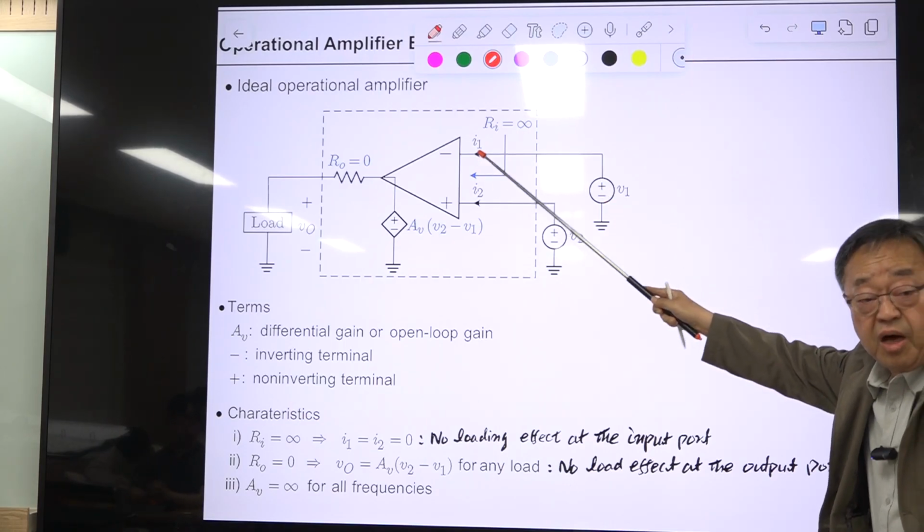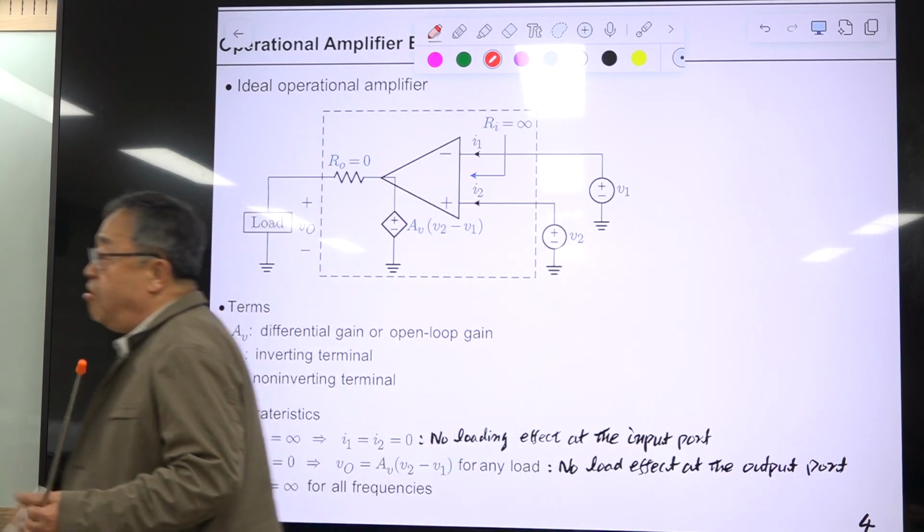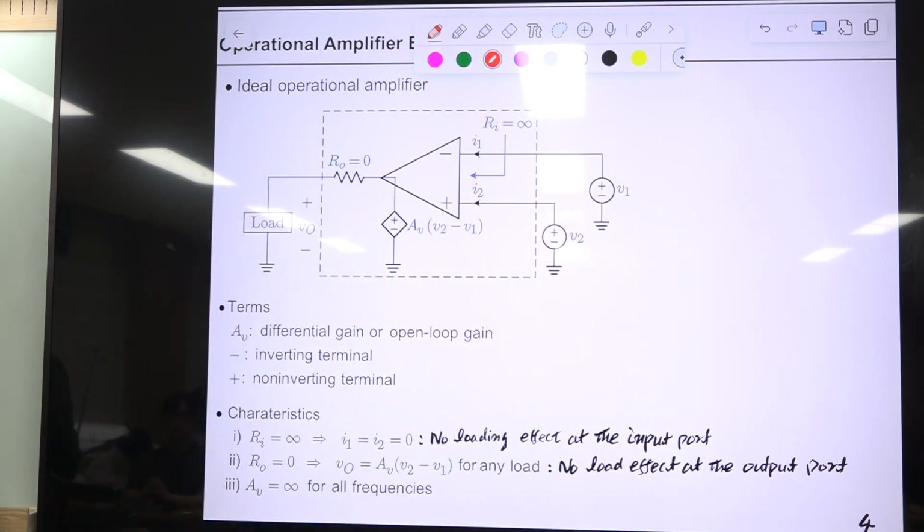If there is just some resistor and it has some output resistance, then this value and this value will be different. So by assuming Ri is infinity, we ideally eliminate the impact of loading in the input port.